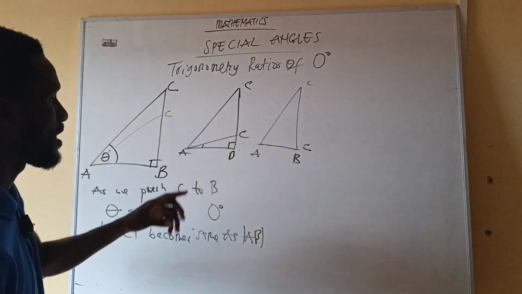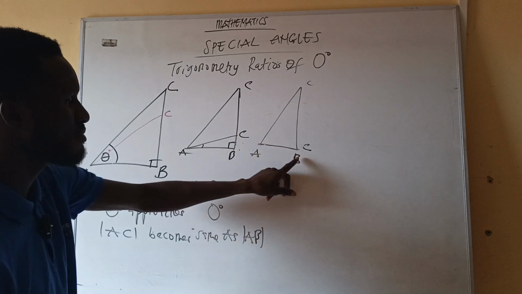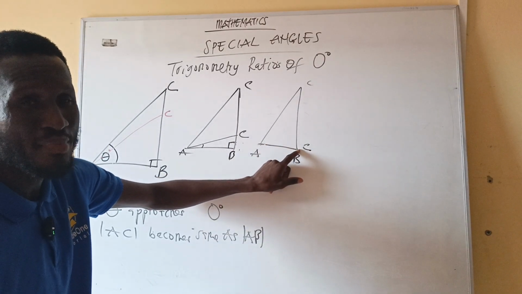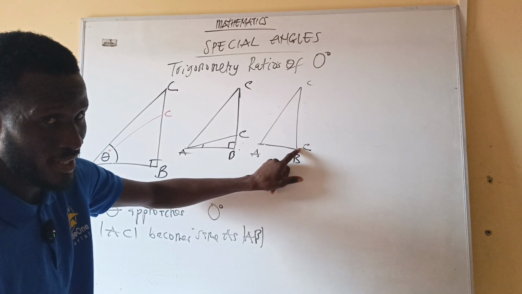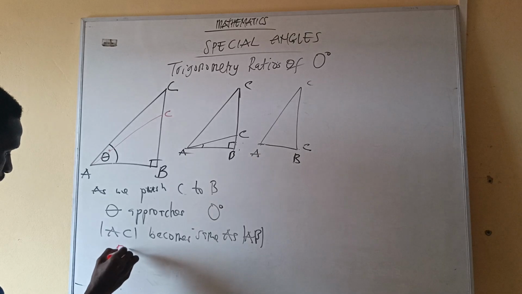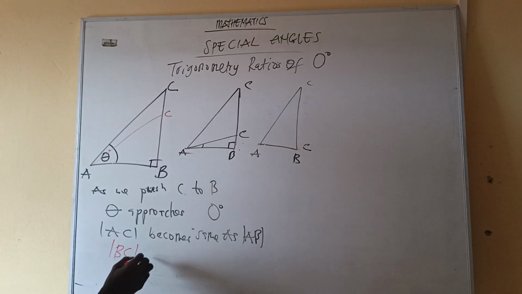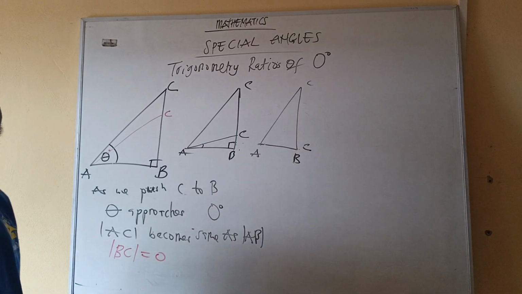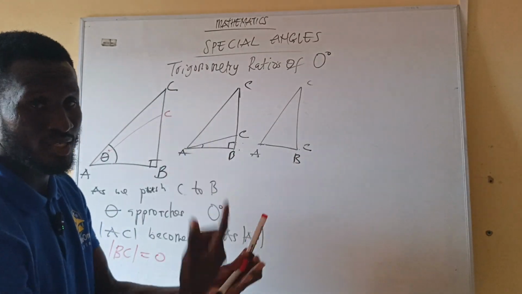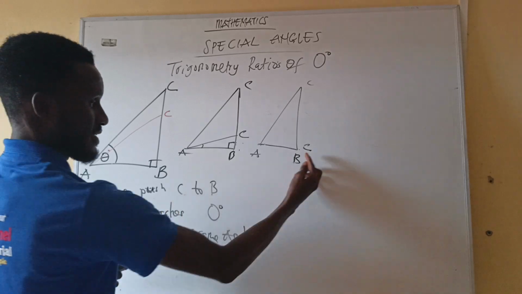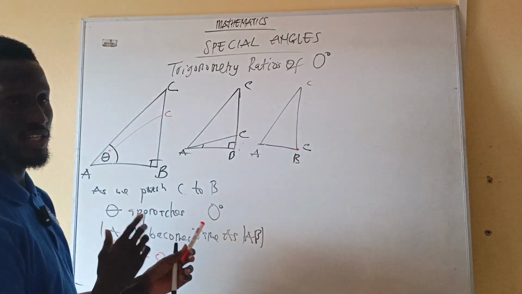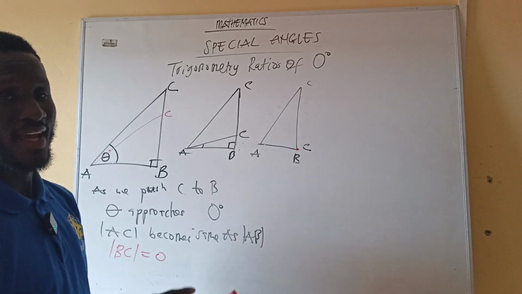Where will be our BC? Now, the moment the angle becomes 0, it means that the BC is at the same point, so therefore the BC becomes 0. You get it? So BC is equal to 0 because at this particular point, the distance from B to C is just a point. So BC is 0 because the C is on the B. That is the situation where we can record an angle 0.